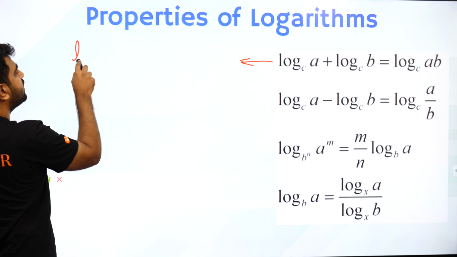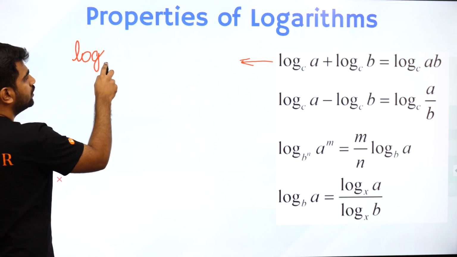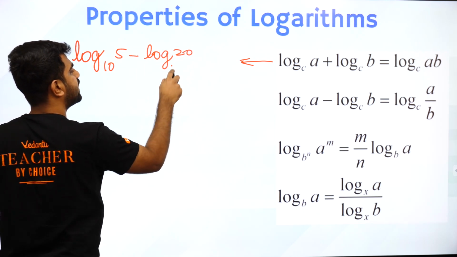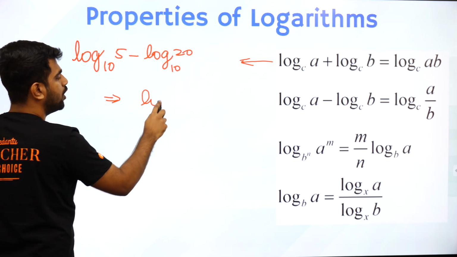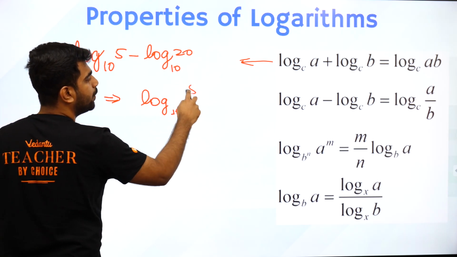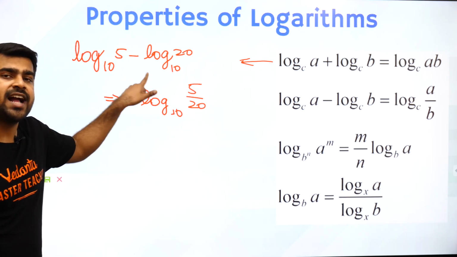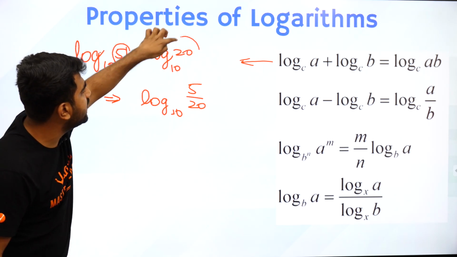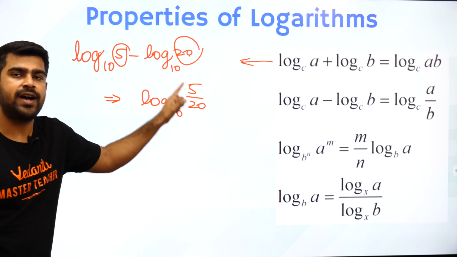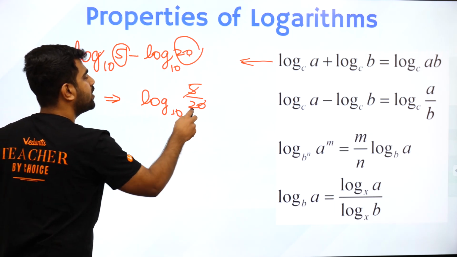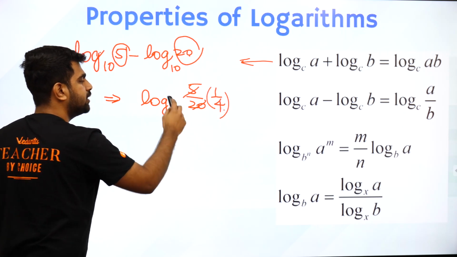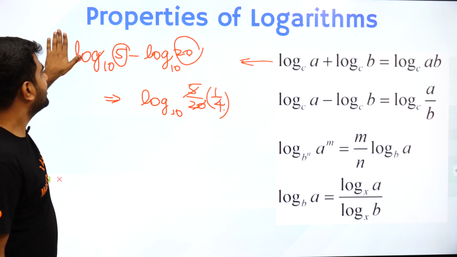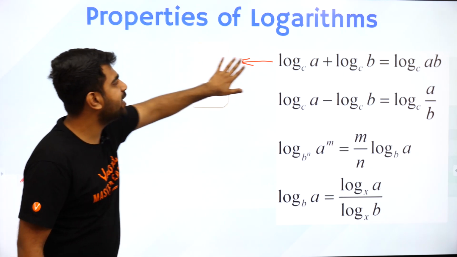Brilliant guys. So now the same example, if I do it, how do I solve it? Let us do the same example with respect to property 2. Let's say log 5 base 10 minus log 20 base 10. That will leave me with what? Log base 10 of 5 by 20. So when you have subtraction, you will combine them by dividing the values, 5 by 20. So this will be what? This will be log of 1 by 4 to the base 10. Clear?